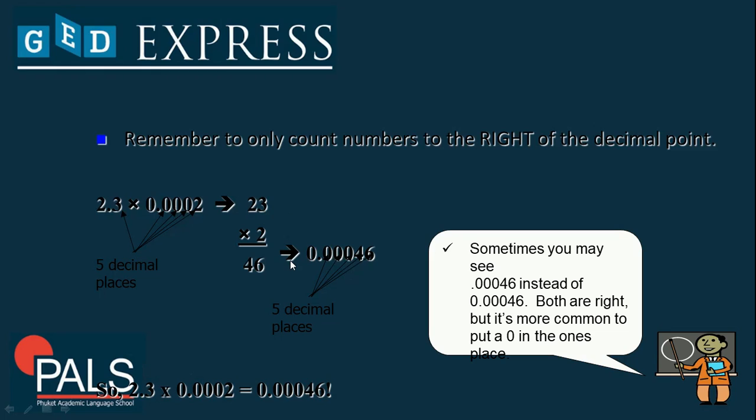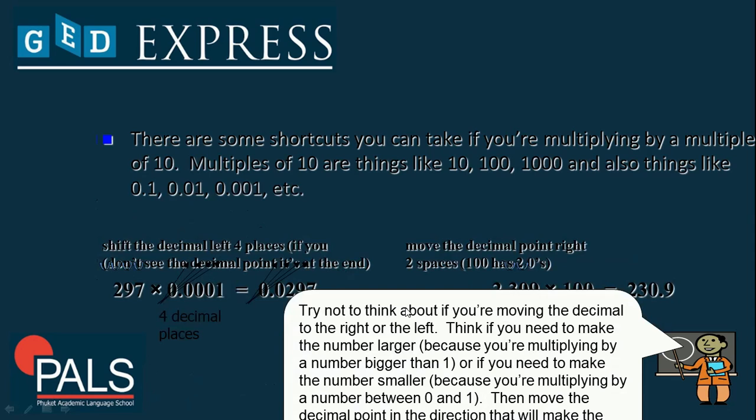So if you will multiply this, do it as if you are trying to multiply a whole number. So 23 times 2 will give you 46. But since there are 5 decimals over here, you need to add 3 more zeros to your left, so that it will be 0.00046.